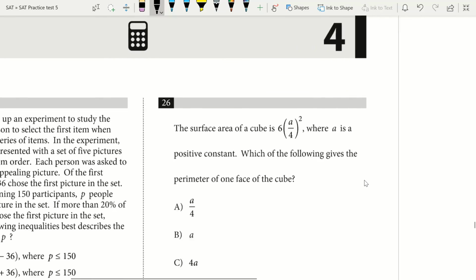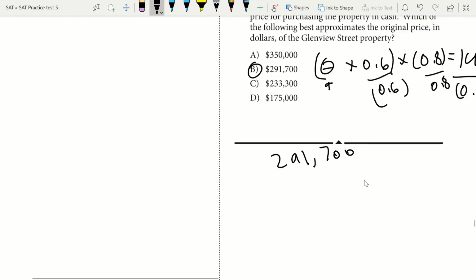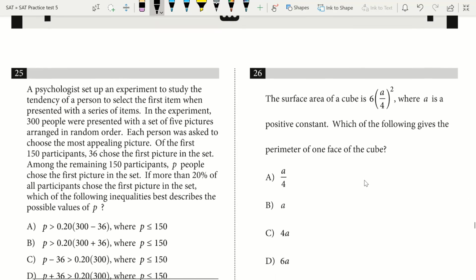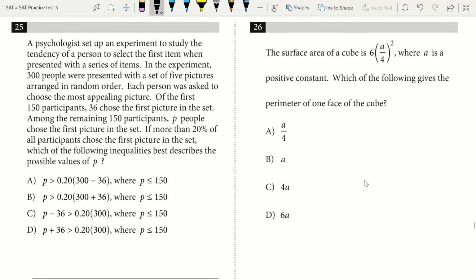All right, question 25. Make sure I answered all those. I did. All right, question 25. A psychologist set up an experiment to study the tendency of a person to select the first item when presented with a series. In the experiment, 300 people were presented with a set of 5 pictures arranged in a random order. Each person was asked to choose the most appealing picture. Of the first 150 participants, 36 chose the first picture in the set. Among the remaining 150 participants, P people chose the first picture in the set.